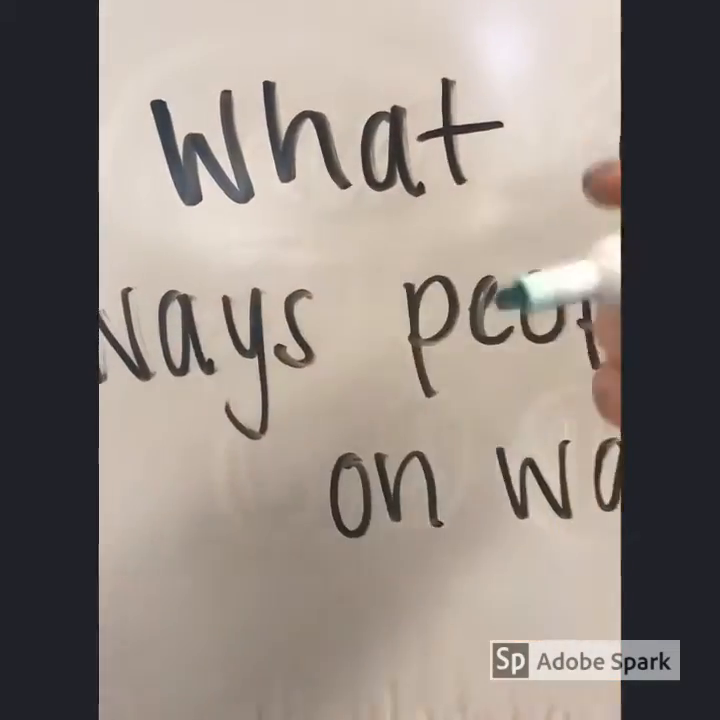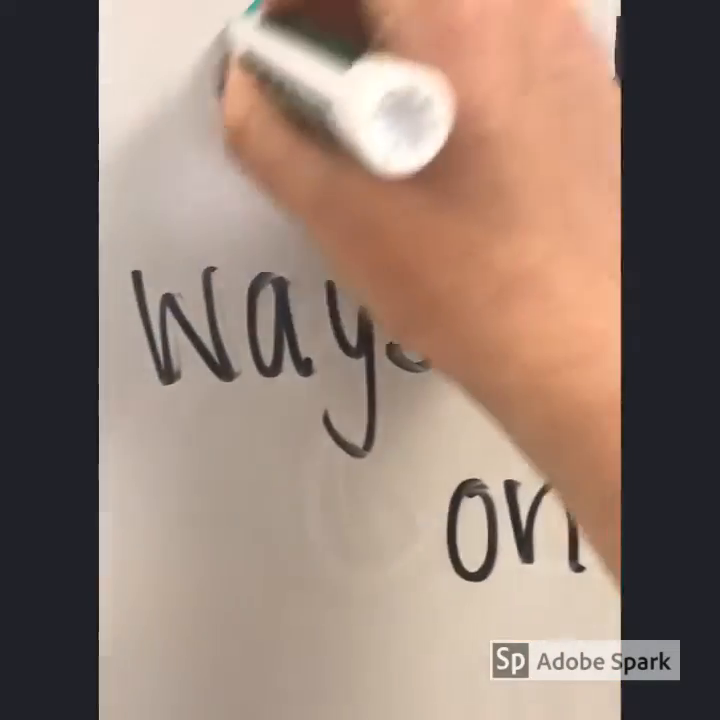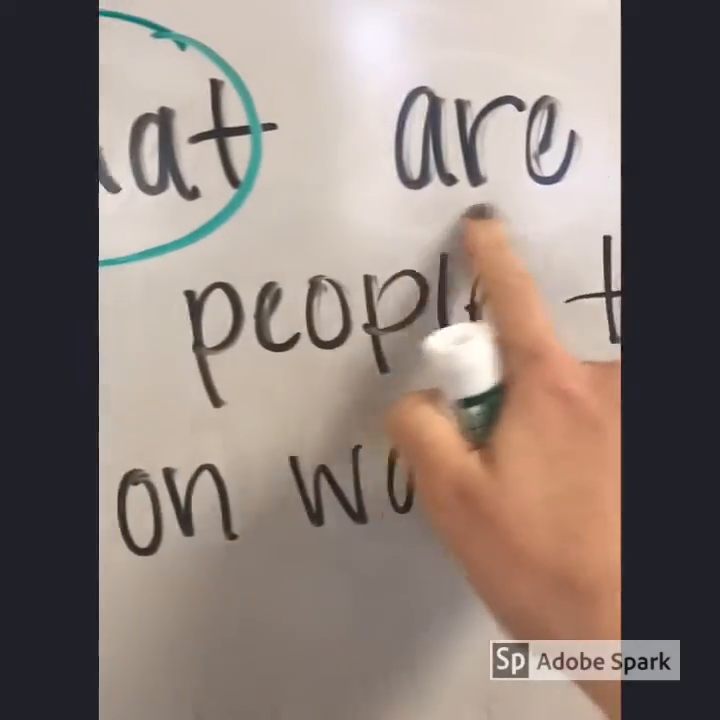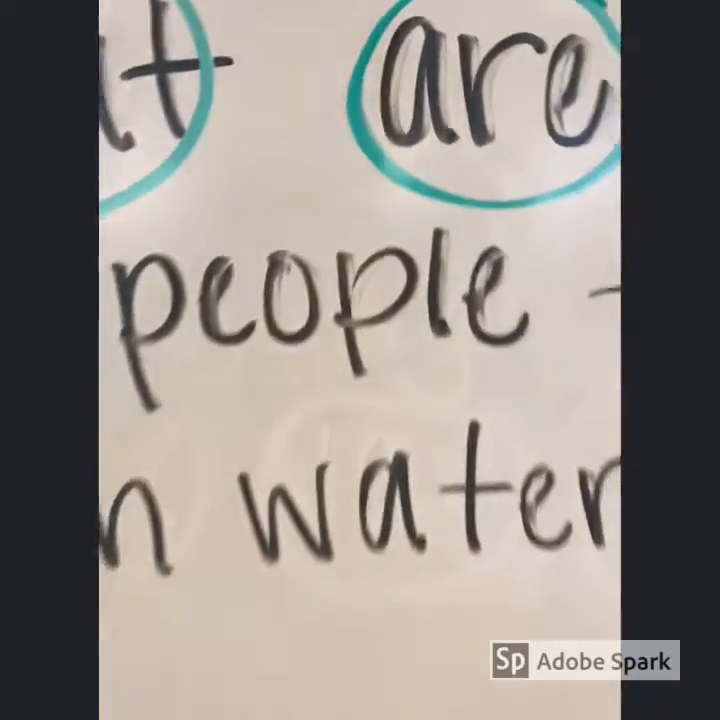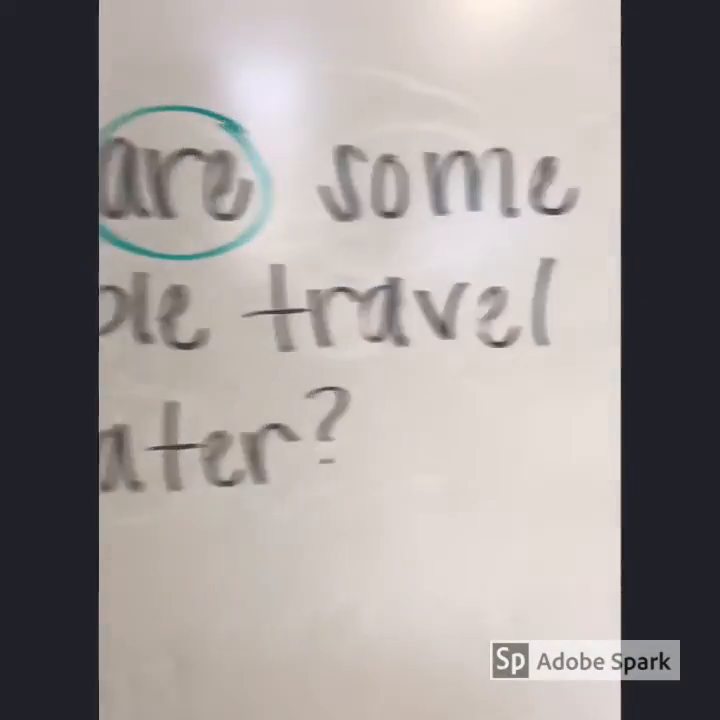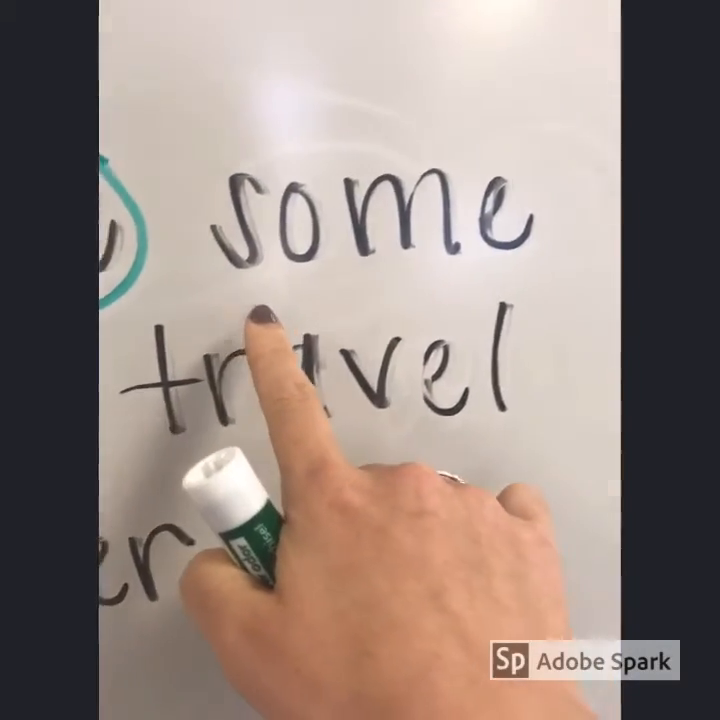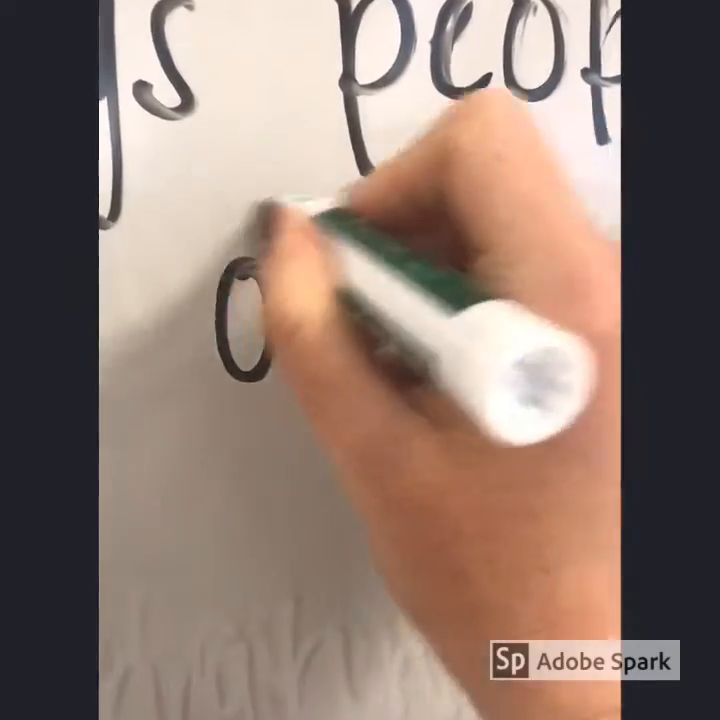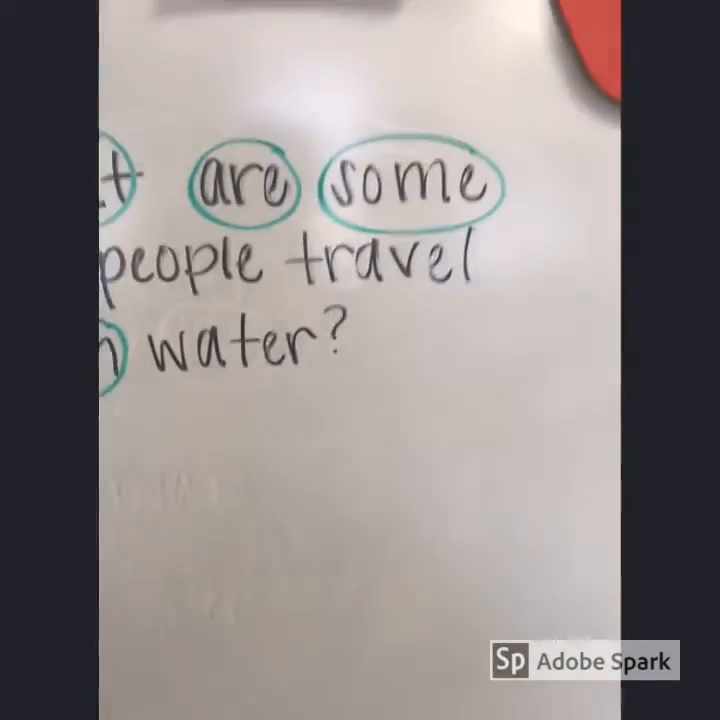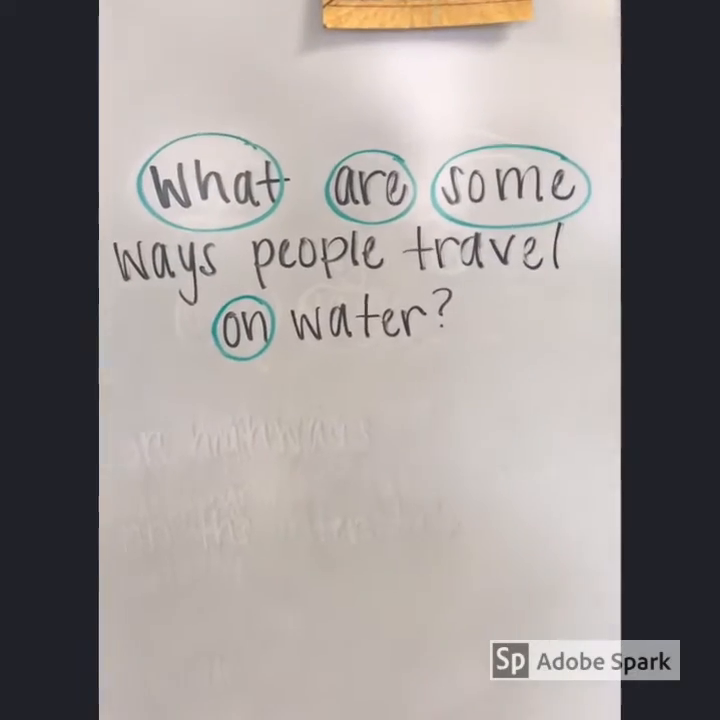This says what. We should know this word. This says are. What are? We might know this word. This word says some. And we should know this word on. The rest are kind of tricky, so I'll read the rest of the whole sentence to you.